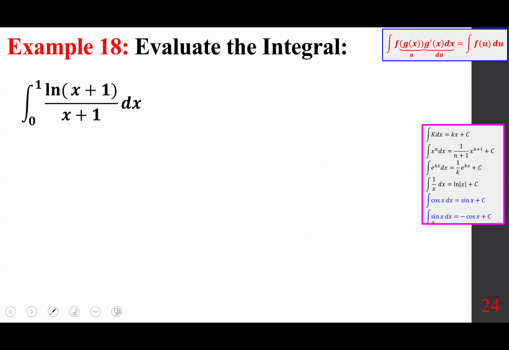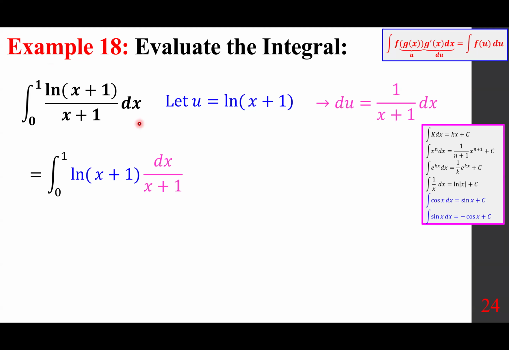What about this one? Natural log is the choice of u. Its derivative is 1 over x plus 1 times 1. So du is 1 over x plus 1 times dx. So now we are again rewriting this to make sure the reader can see that you're dealing with u du.